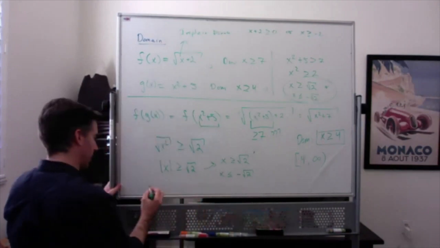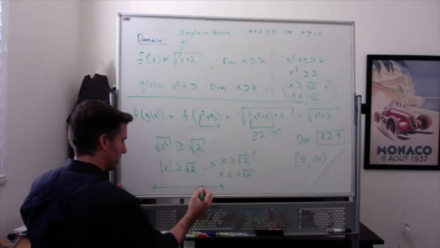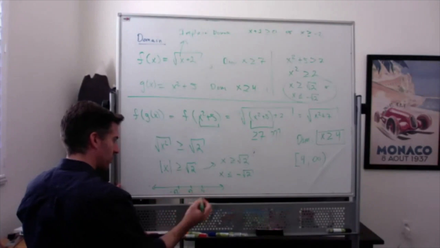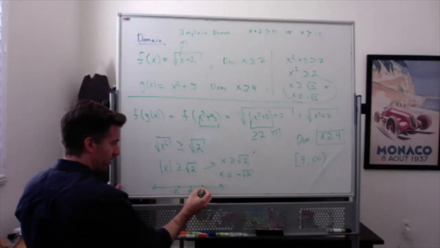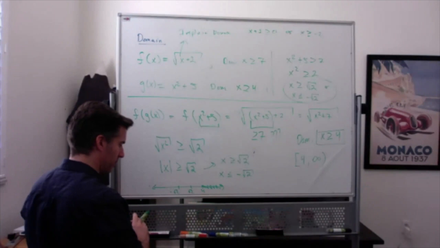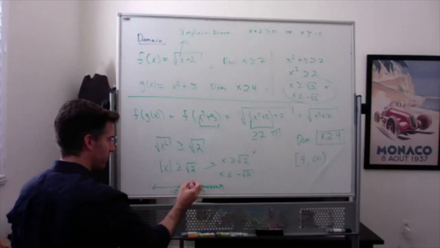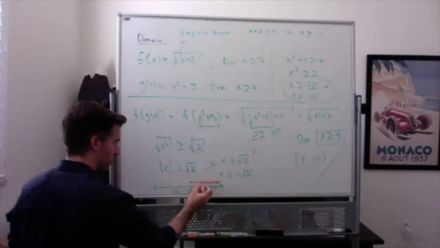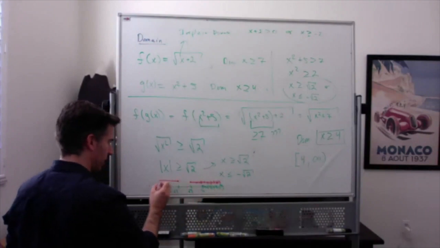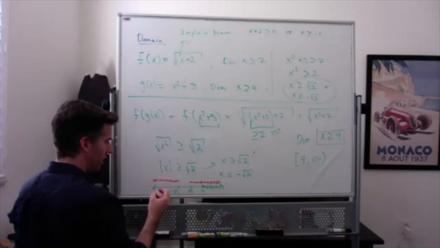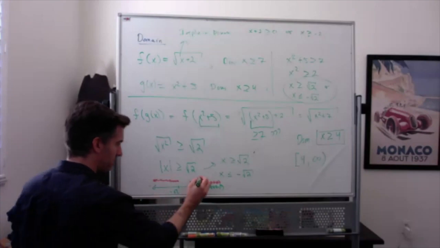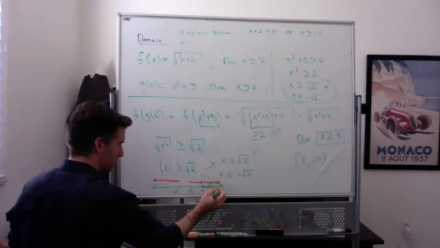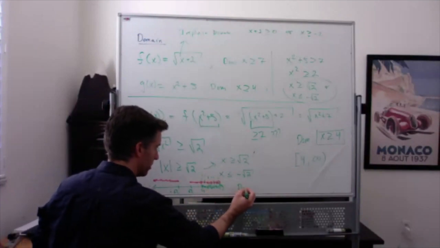which is, I know I'm running out of room here. I might just erase this. So bigger than or equal to 4 is right here. And then in a different color, here's bigger than or equal to root 2. And here's less than or equal to negative root 2. But the problem is the only place where these overlap is here. So that's what the domain is.